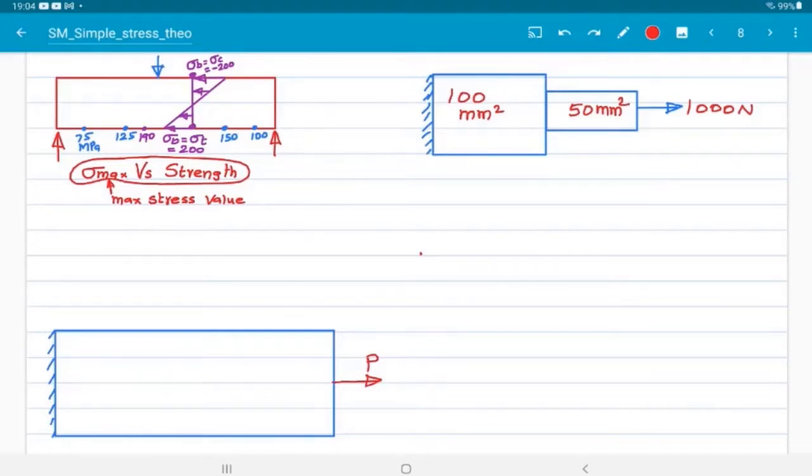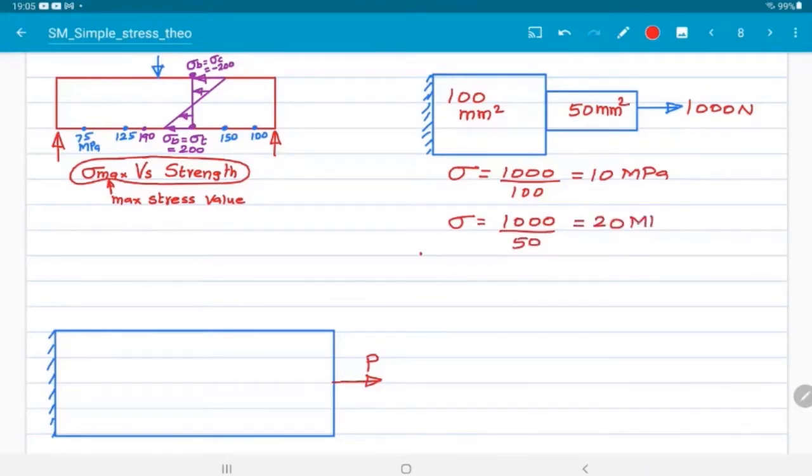1000 by 150. Other students, quickly, any answer, you can easily calculate. Stress is equal to 1000 by 100. One person is saying it is 10 megapascal. Another student is saying sigma is equal to 1000 by 50, equal to 20 megapascal. Another student is saying 1000 by 150. Actually, we should not add these two areas. Compulsorily, we should not do that. So I am not writing that information. No problem, participation is important.